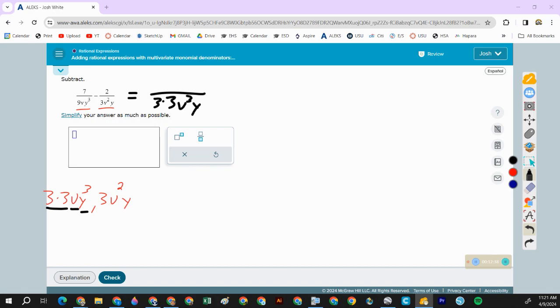Okay, now we have to alter each of these fractions according to what it's missing. So what does this have that that does not have?